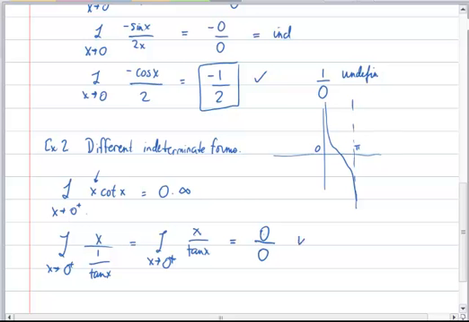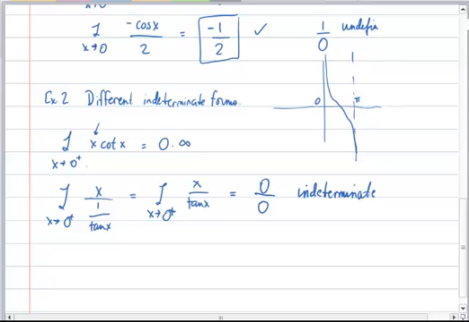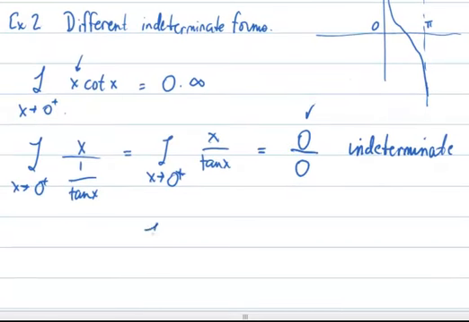So now I still have an indeterminate form, and this is really just a check to make sure I didn't mess up the function or do the algebra incorrectly. I want to double check to make sure I still have the indeterminate form of either 0 over 0 or infinity over infinity, and now I can do L'Hopital's rule.